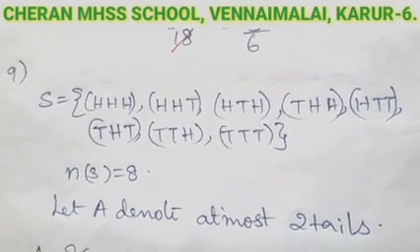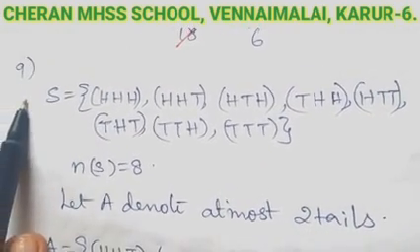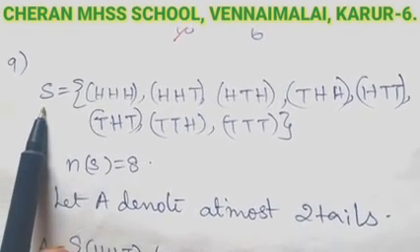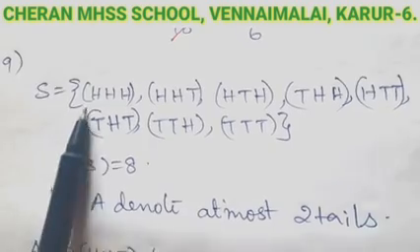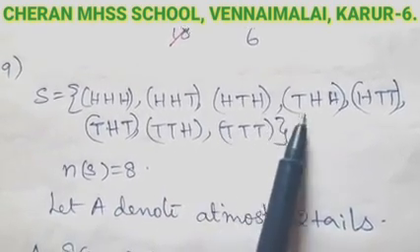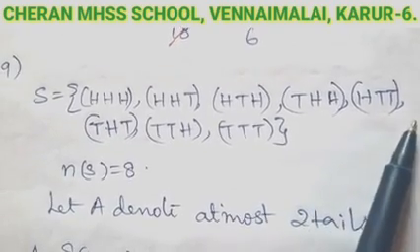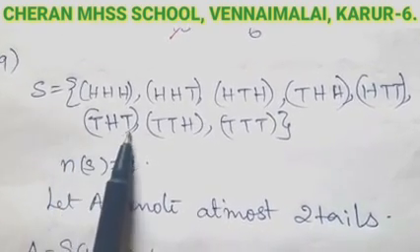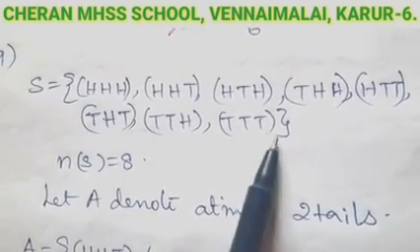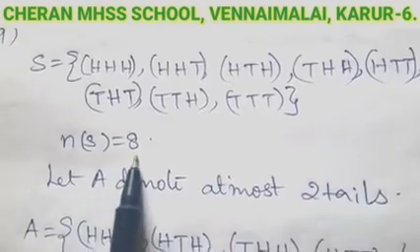Here 3 unbiased coins are tossed. So the sample space S is equal to HHH, HHT, HTH, THH, HTT, THT, TTH, TTT. So we get N of S is equal to 8.